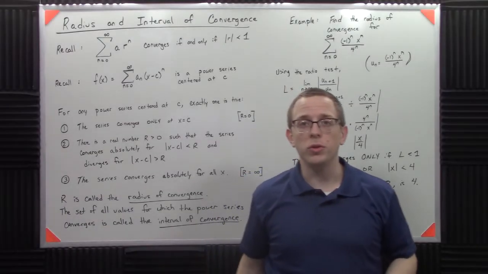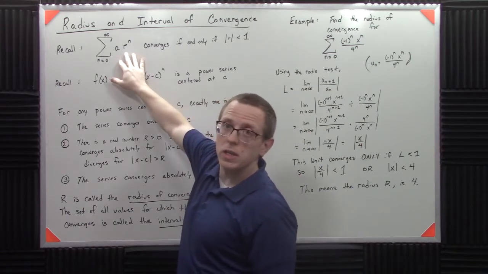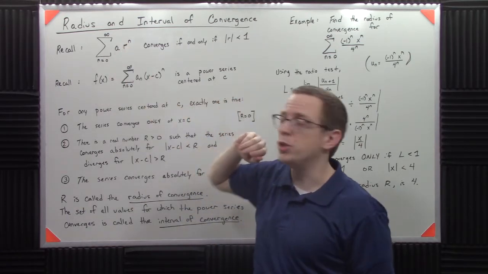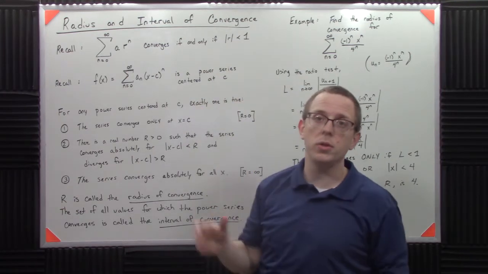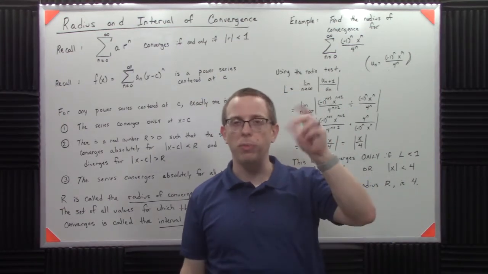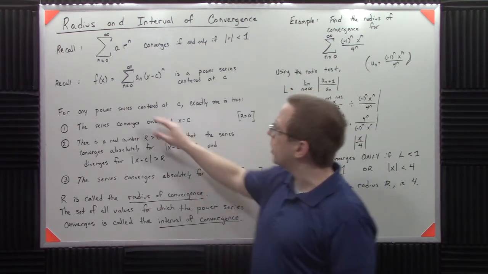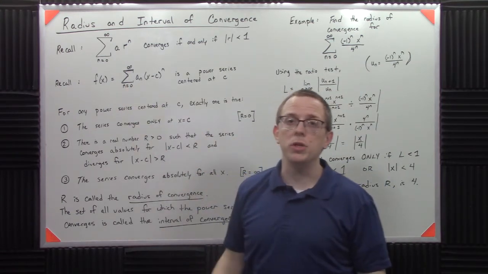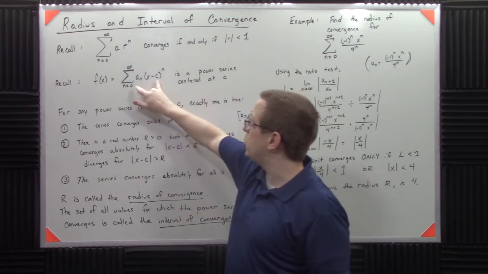We've covered it several times by now, but hopefully you remember that a geometric series converges only if that r there is less than 1. So the value that you're taking the powers of each time is less than 1. And I'm bringing that up because we're going to relate that to a power series. So we have a power series centered at C, and this is just a generic form.